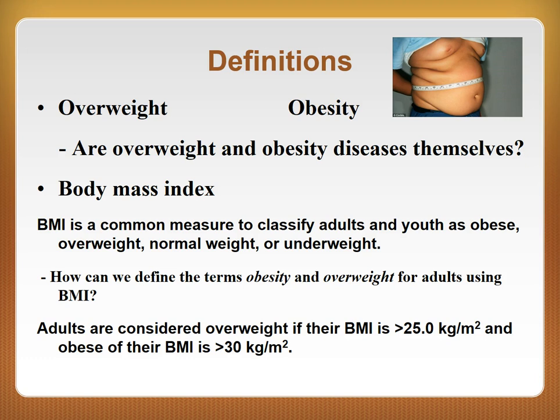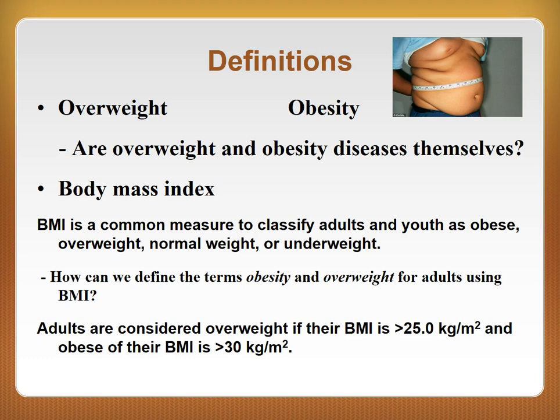In this module, we will review key ways to measure obesity, overweight, and body composition. Body mass index, or BMI, is a common measure to classify adults and youth as obese, overweight, normal weight, or underweight. It is a frequently used screening measure that takes into account a person's height. To calculate BMI, divide weight in kilograms by height in meters squared.